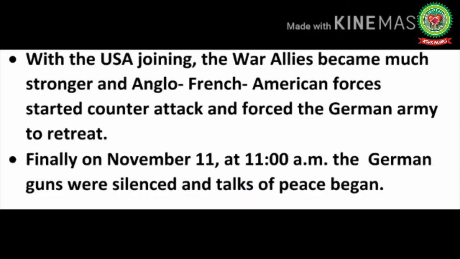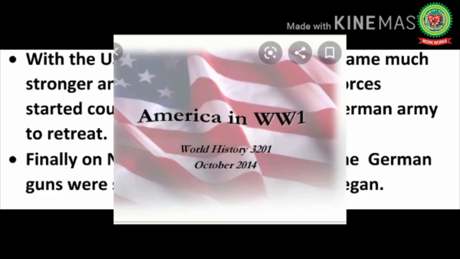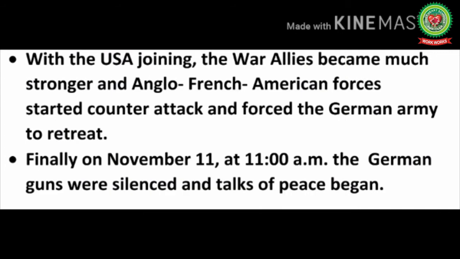With the USA joining, the Allies became much stronger, and Anglo-French-American forces started a counterattack and forced the German army to retreat. So with the entry of the USA in the First World War, the Allied group became stronger, and it was a joint attack by British, French and American forces which forced Germany to withdraw and surrender from the First World War.